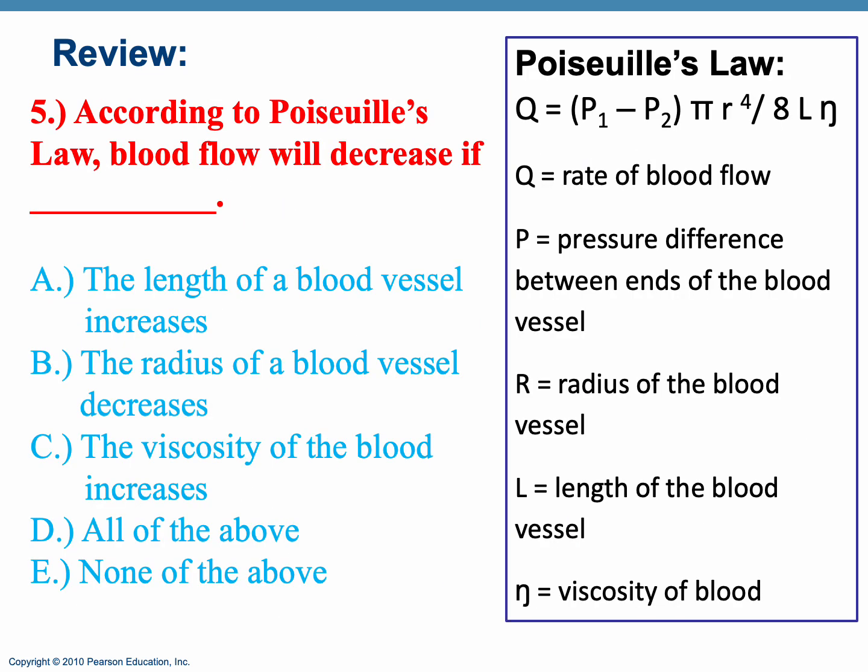So let's go ahead and review this overall law of blood flow, looking again at Poiseuille's law. So according to Poiseuille's law, blood flow will decrease if, which of these would be true? So here we're really thinking of critical thinking skills here. According to Poiseuille's law, blood flow will decrease if, which of these would be true?